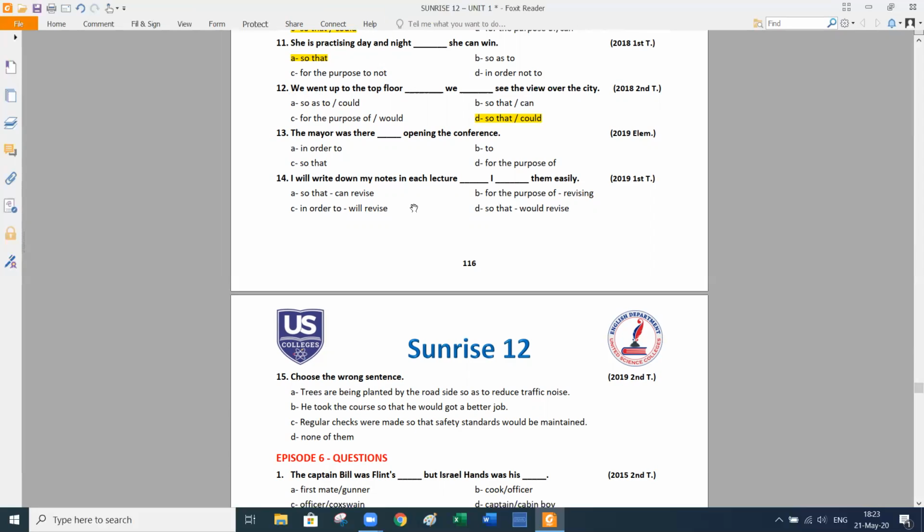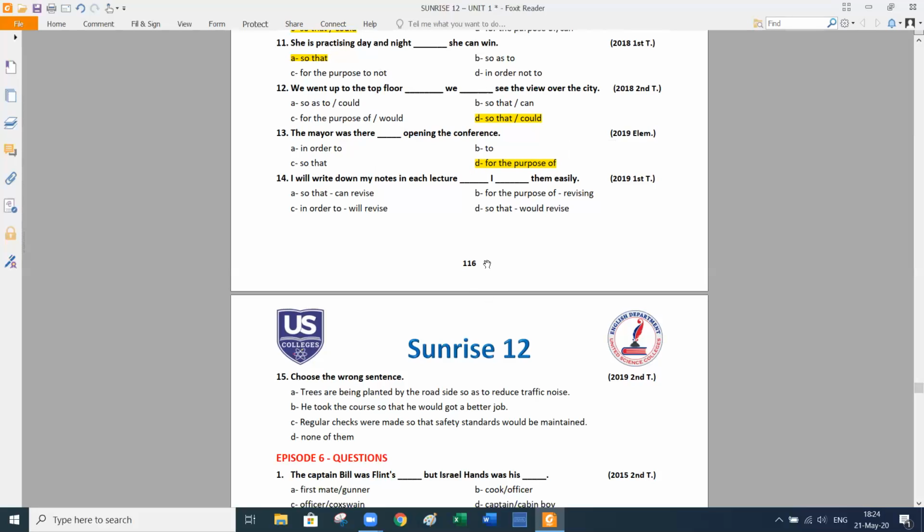Okay, the next one. The mayor was there, blank, opening the conference. Verb ing is used. It means only one possible structure. Okay, we have only one possible structure, for the purpose of. And you can see that for the purpose of is used only in one of the choices. The mayor was there for the purpose of opening the conference. Yes, it makes sense. So I mark D as the correct answer and continue.